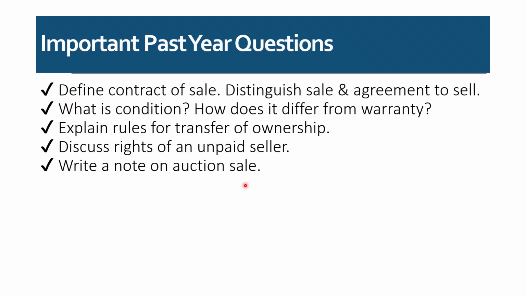Coming to this last slide, where we always discuss the important past year questions. Define contract of sale, distinguish sale and agreement to sell. A very common question which has come almost every year. What is condition? How does it differ from warranty? Explain rules for transfer of ownership. Discuss the rights of unpaid seller and write a note on auction sale.